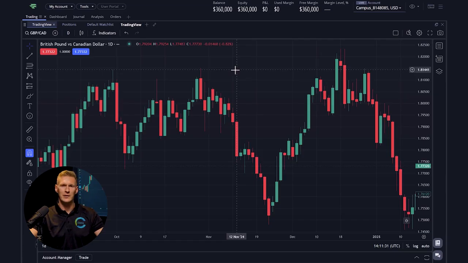Welcome, traders, to our practical application about supply formations. Today, we will talk about the rally-based drop and the drop-based drop. Let's go into the charts. We will use Campus Fund. That's our trading platform. And yes, it is TradingView. Let's go into the GBP Canadian dollar. And this is a daily chart.